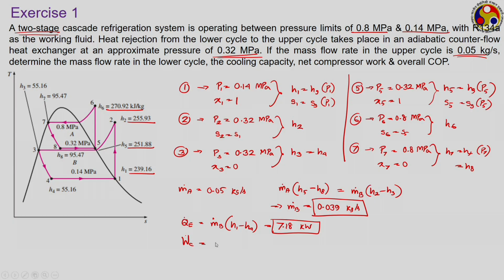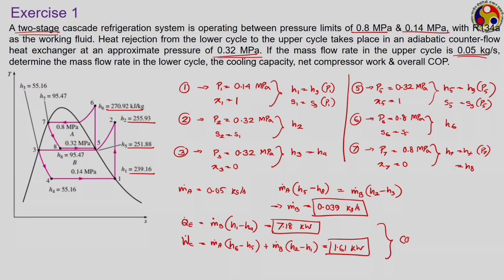Total compression work input requirement, where we have to consider both the compressors. So, for the topping cycle it is m dot A into H6 minus H5 and for the bottoming cycle m dot B into H2 minus H1. Putting that, it will be coming as 1.61 kilowatt. So, this is the net compression work input requirement, of course, assuming both compression processes to be isentropic.